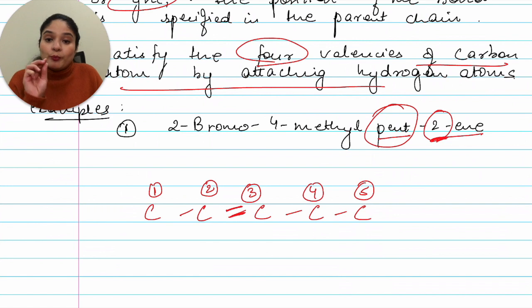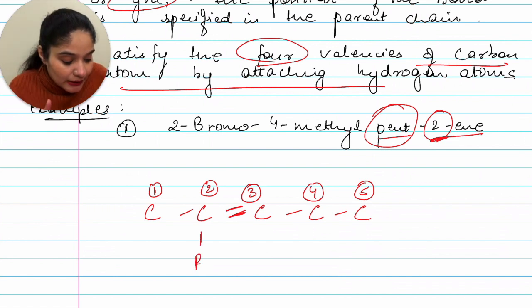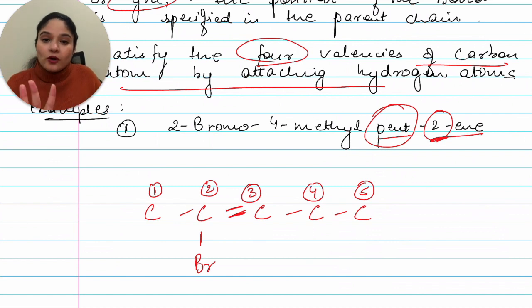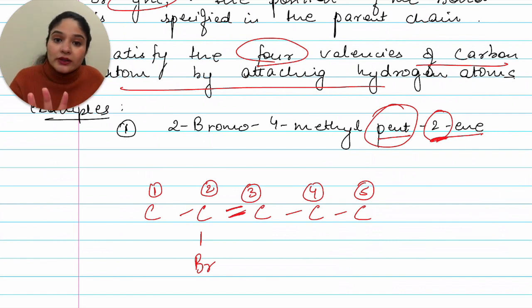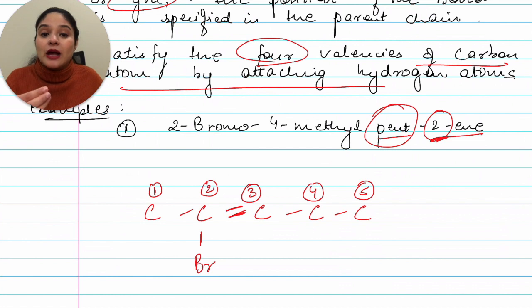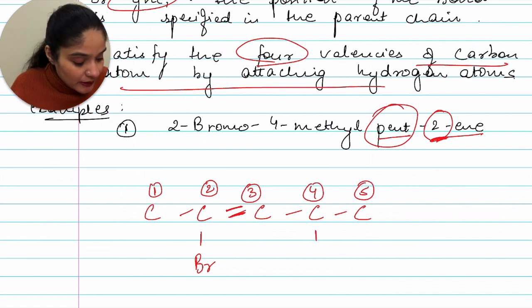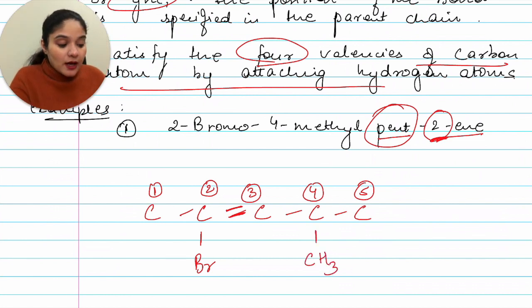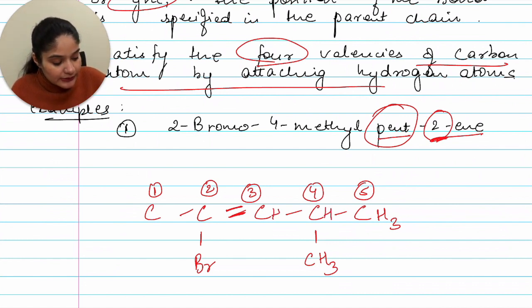Now 2-bromo. At the second carbon, I have a bromine. 4-methyl. At the fourth carbon, I have a methyl group. That means a CH3. Now just complete all the H's that you need. For example, for this one, you'll have 3 H. For this one, a single H. You do not need anything here, and then a CH3.